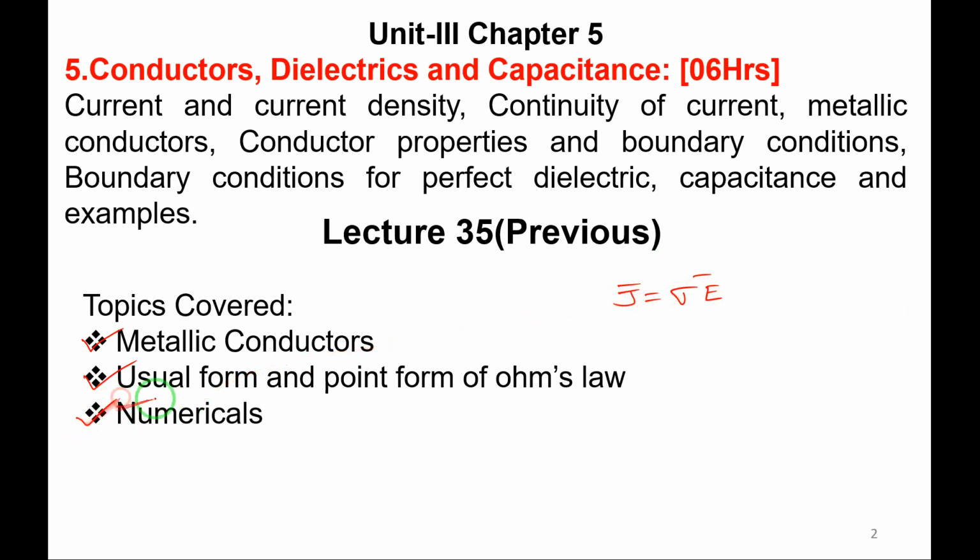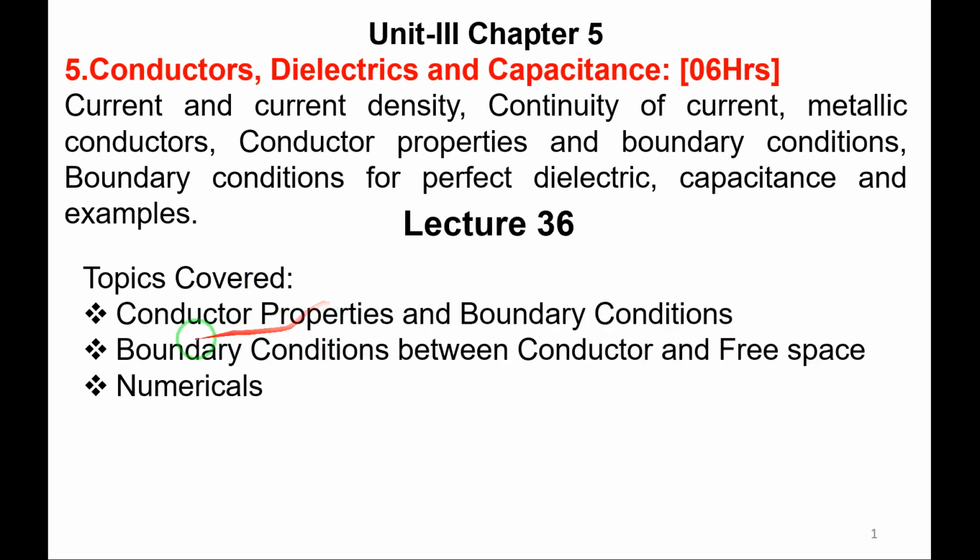Then we solved a few numericals based on that. And the usual form, V equal to IR, you know. Next, in today's lecture, we will see the properties of the conductor and the boundary conditions. What are these boundary conditions? We'll see. Then we'll see the derivation of the boundary conditions between conductor and free space, and we'll solve a few numericals.